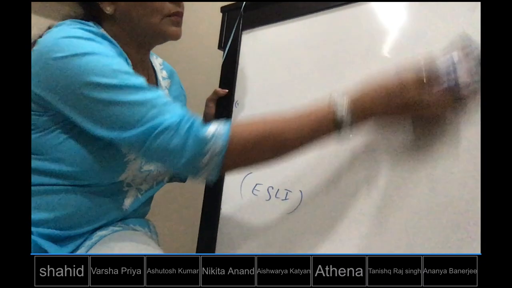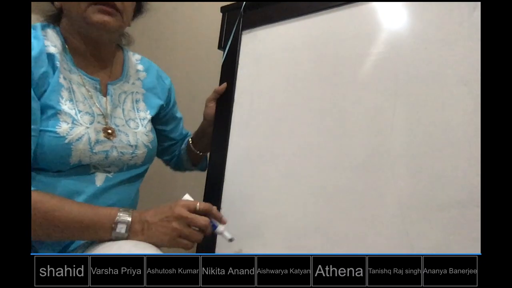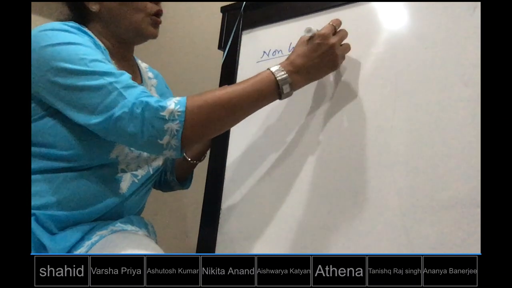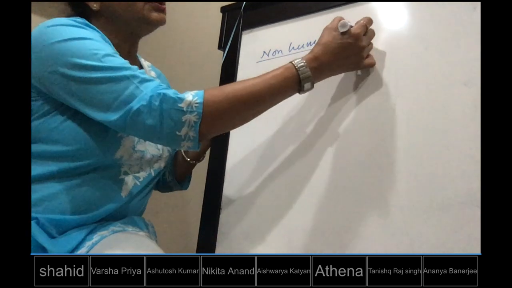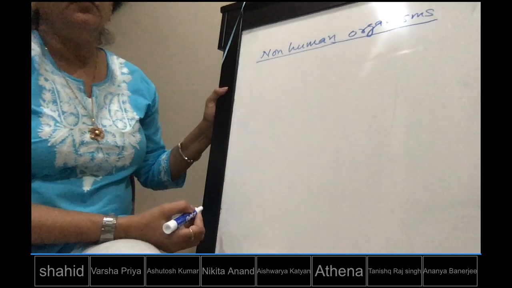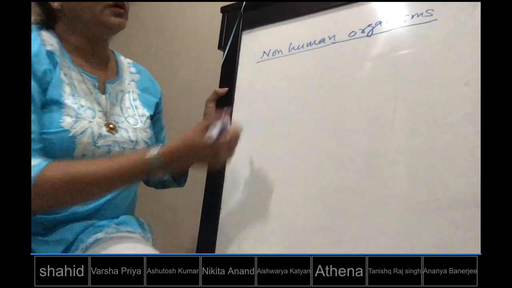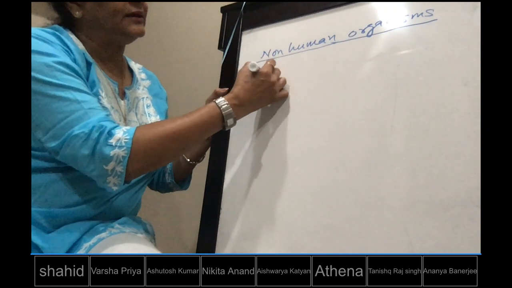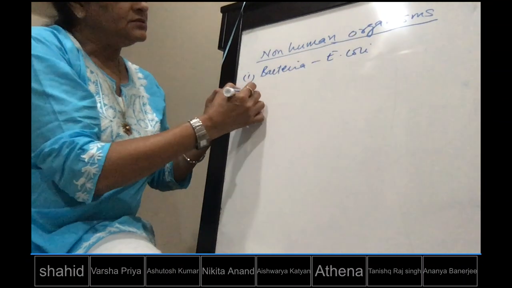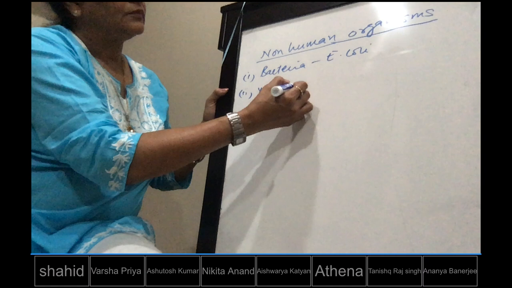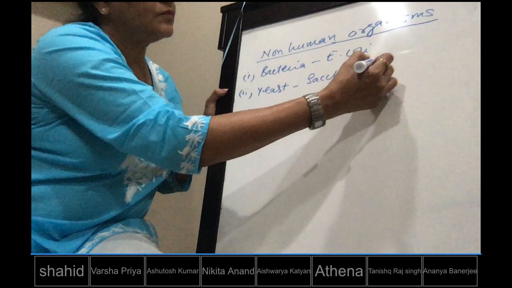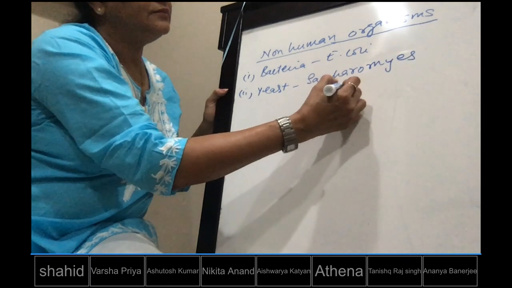Now, we will understand what were the non-human organisms whose genome was studied. So the non-human organisms whose genome was studied, one was bacteria, that is E. coli. Second was yeast. Scientific name of yeast you should know, Saccharomyces cerevisiae.